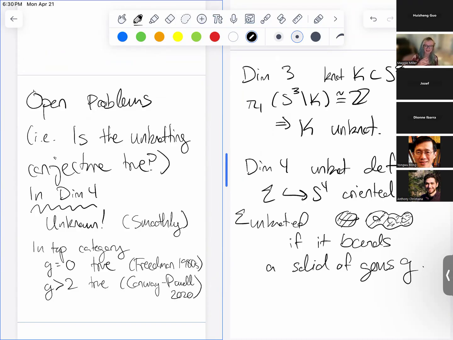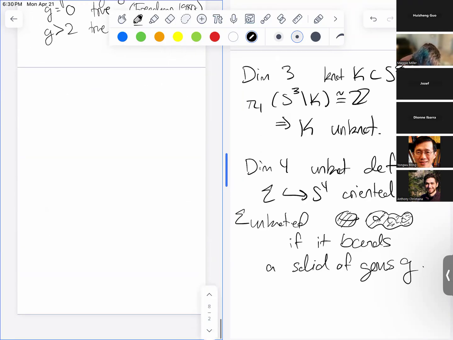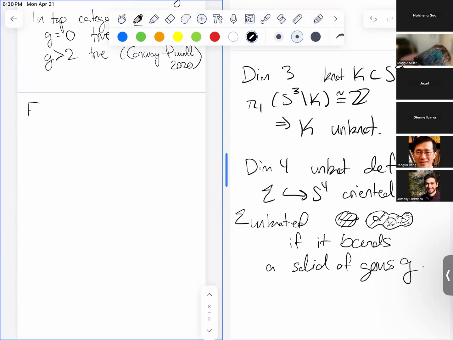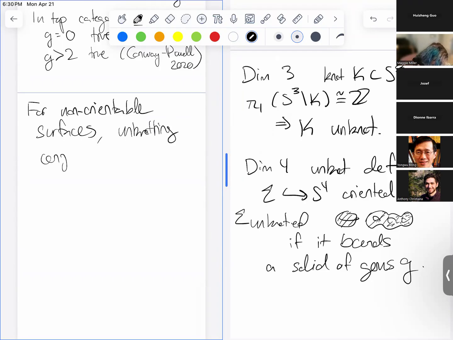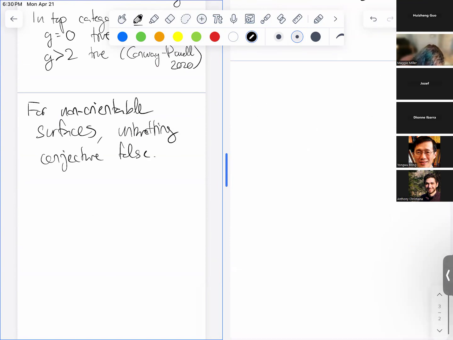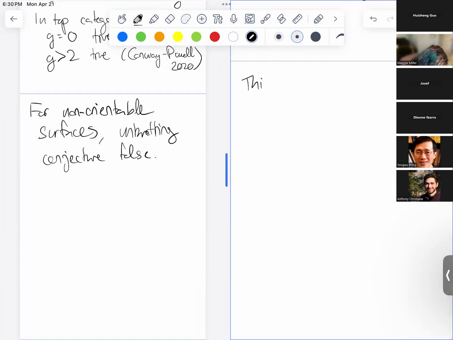which I feel like goes against intuition. Non-orientable bad, right? You would think so. Maybe this is an example of non-orientable being bad, because for non-orientable surfaces, in fact, the analog of the unknotting conjecture is false. Let me state this as a theorem. So the theorem is, original version: Finashin, Kreck, and Viro. And this was also 1980s.